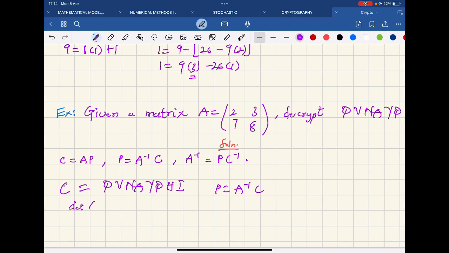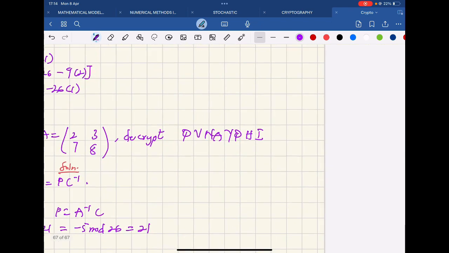Determinant of A is equal to 2 times 8 minus 7 times 3, which is 16 minus 21, which is minus 5, and modulo 26 is equal to 21. And the GCD of 21 and 26 is equal to 1. So indeed, an inverse for A exists. Now let's continue to find it.